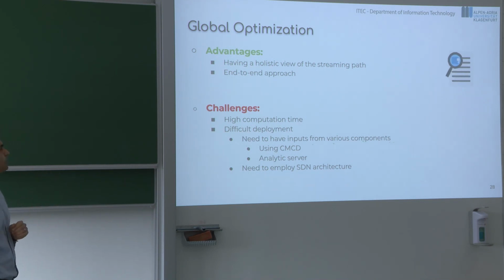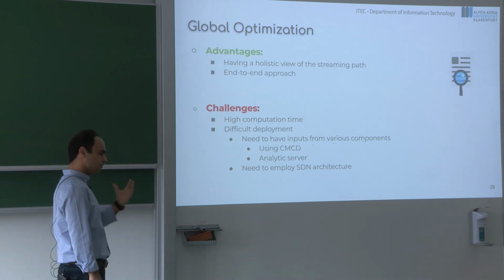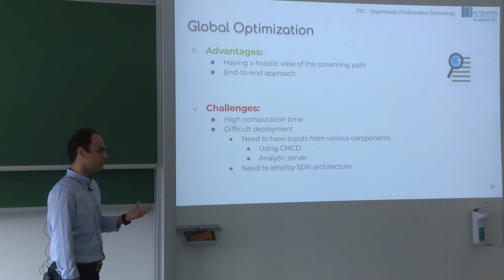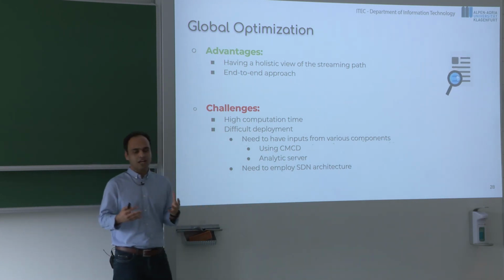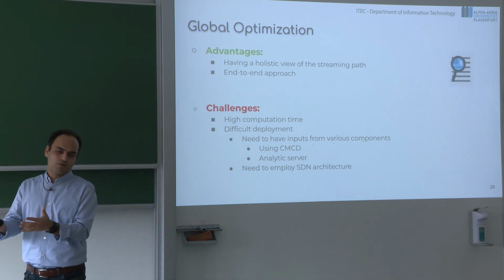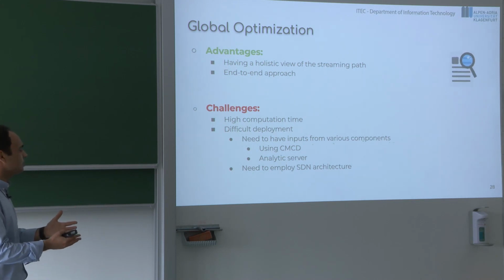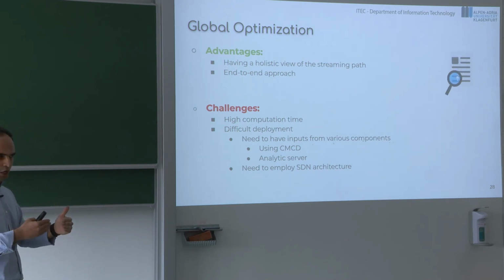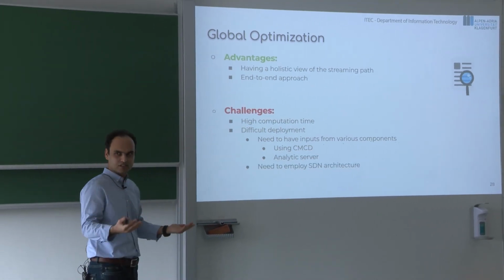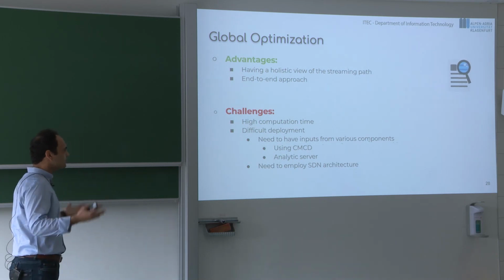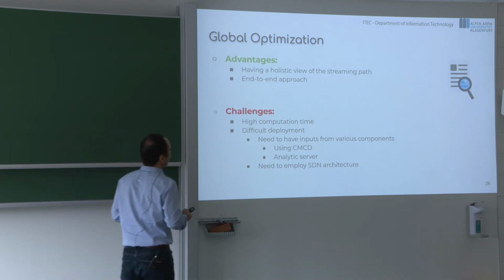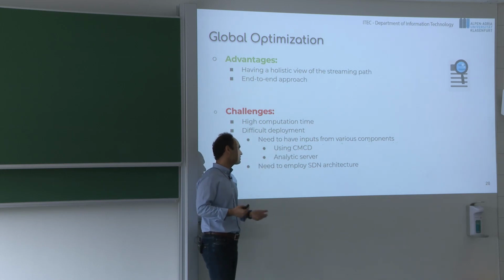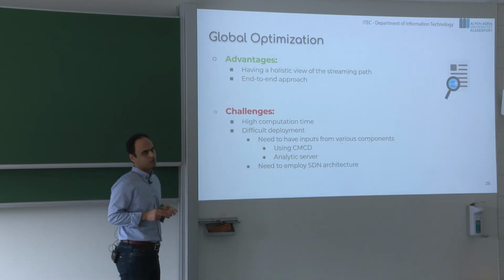But we have many challenges here, for example, high computation time. How should we tackle the computation time or time complexity of the solutions? Difficult deployment. We need to have more inputs. Actually, we have them, but not in real time. We have some information from analytics servers, but not at the same time, not real time. We have them after, for example, 10 seconds. It's not real time. We have some information from the cloud, from the CDN, but maybe after a couple of days. It's not very useful for us. So here we need to have our own approaches. For example, we can apply CMCD or an analytics server, but the time is very important for us.